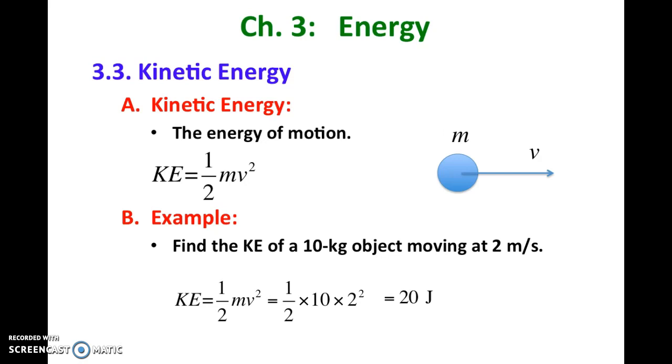For example, find the kinetic energy of a 10 kilogram object moving at 2 meters per second. From the kinetic energy formula, substituting mass as 10 kilogram, speed as 2 meters per second, we have kinetic energy equals half times 10 times 2 squared equals 20 joule.